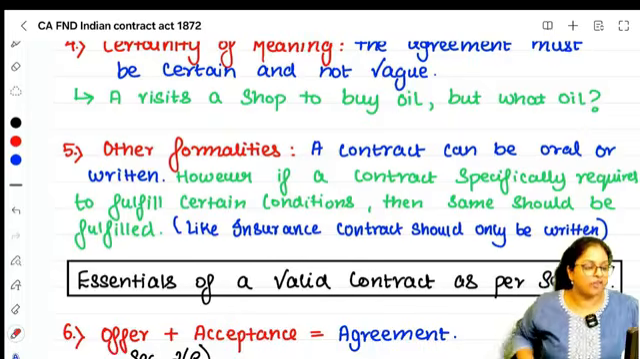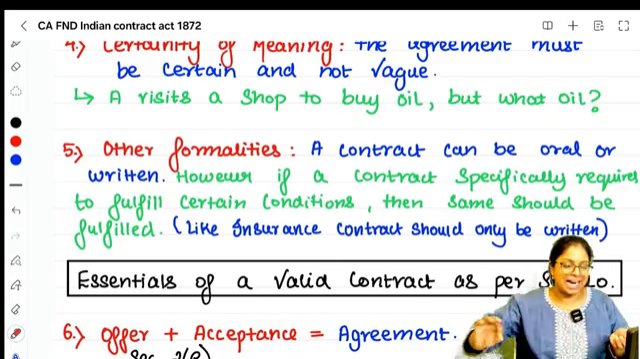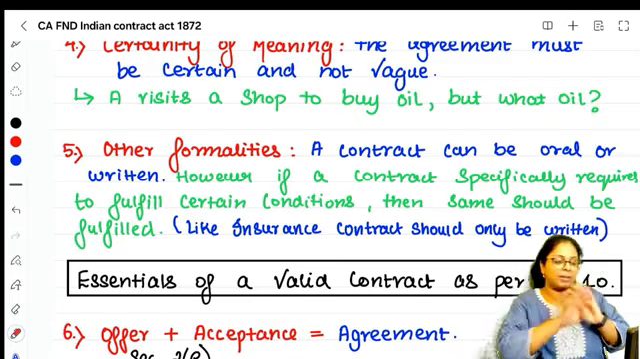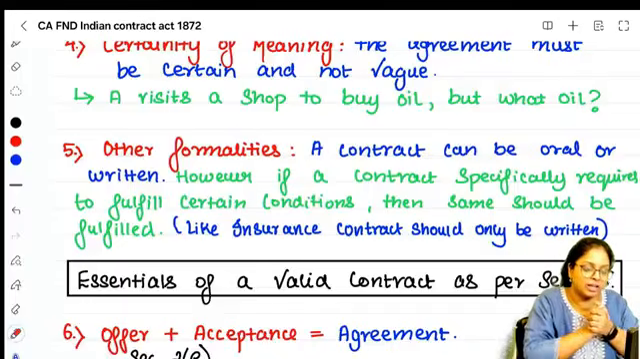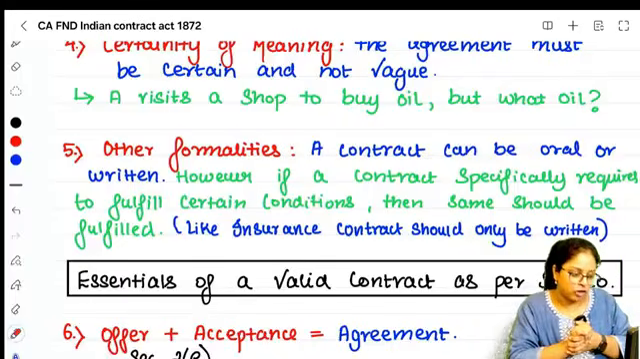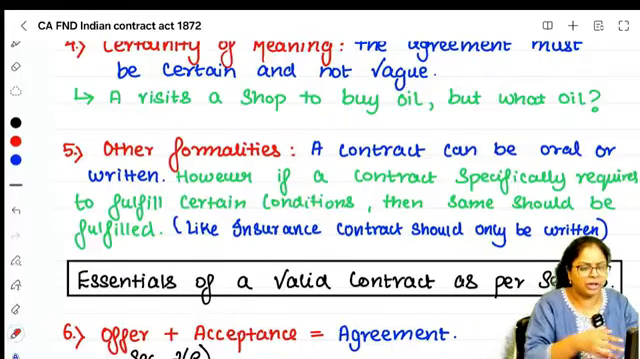If there is some other formality, like insurance, it is always in writing. If it is an immovable property, it should always be on stamp paper. If there is any other formality, that formality should be fulfilled. You cannot say the Contract Act told that oral is fine, written is not needed.